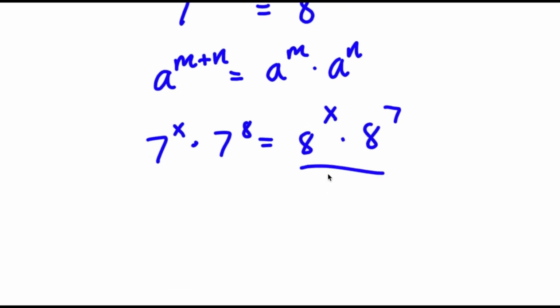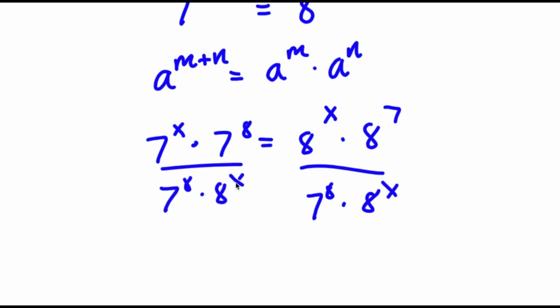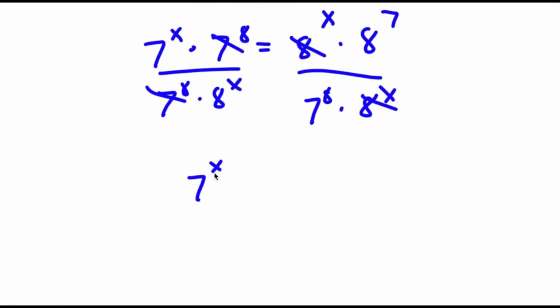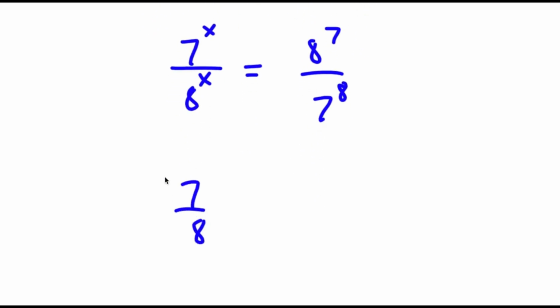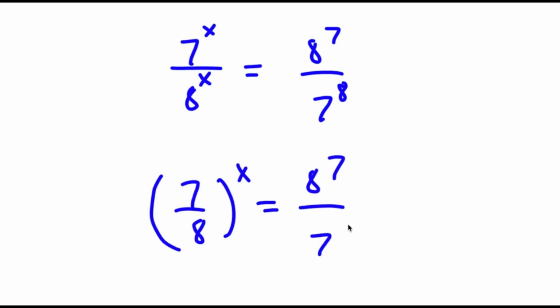Now I'm going to divide both sides by 7 to the power of 8 times 8 to the power of x. So then these two cancel out and these two cancel out, and I'm left with 7 to the power of x over 8 to the power of x is equal to 8 to the power of 7 over 7 to the power of 8. Now this is the same thing as (7 over 8) to the power of x is equal to 8 to the power of 7 over 7 to the power of 8.